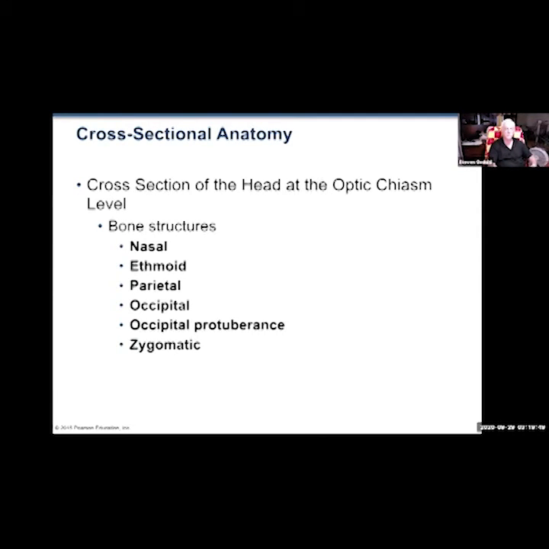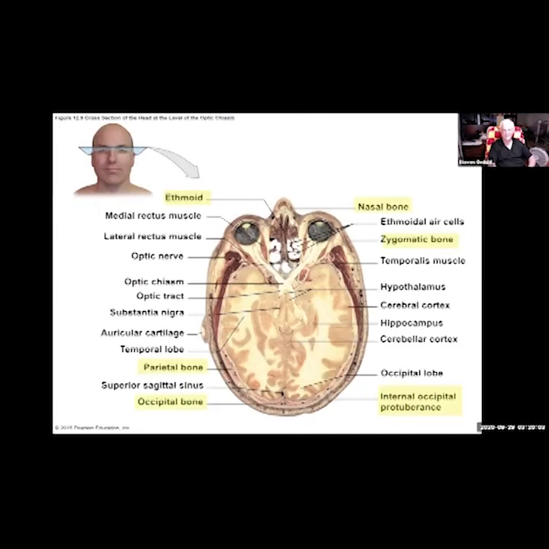So a cross-section view at the head. Some of the bony structures you'll be able to find are the nasal bone, the ethmoid bone, the parietal bone, the occipital bone, occipital protuberance, and the zygomatic bone. Easy to find, right? It's easier on a lateral view because you can see the entire bone, but this is the cross section. This is where it's taken, right at the eye level, and you can see the eyes, you can see the nasal bone, the ethmoid bone. It's a little more difficult to make out with its cribriform plate. Zygomatic bone is the arch right here.